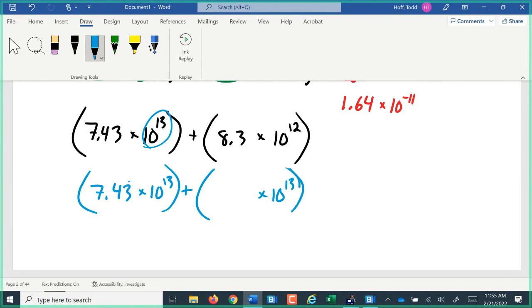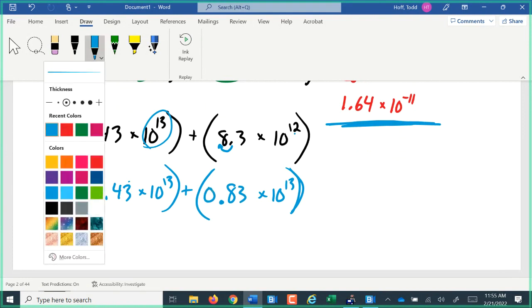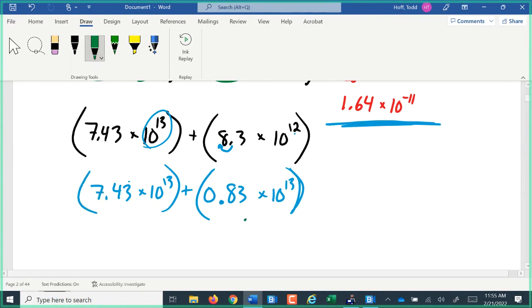Now we have to do just the opposite of what we did up here. Here the power got larger, the number has to get smaller. So the power went from 12 to 13, the number here has to get smaller by one place. That becomes 0.83. Now that's not proper scientific notation, but remember this is an intermediate step in the process of doing the work. So 7.43 plus 0.83, 8.26, and then we keep our same name of 10 to the 13th.